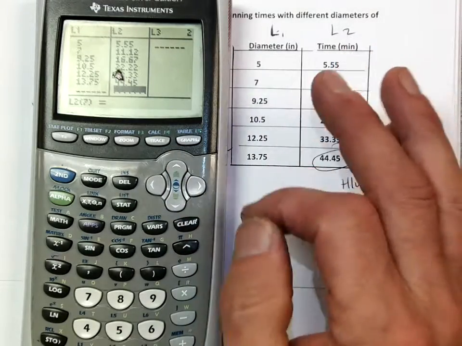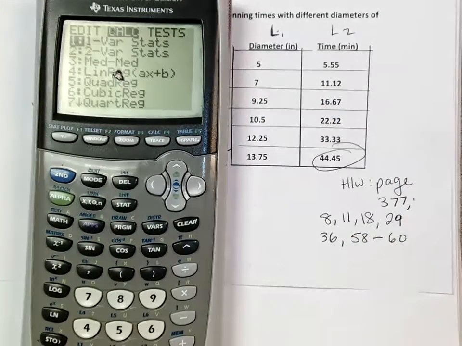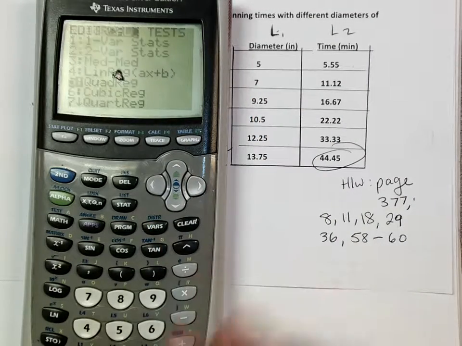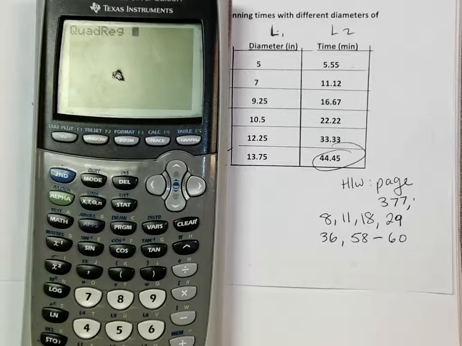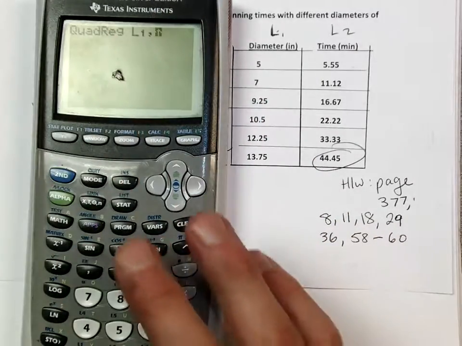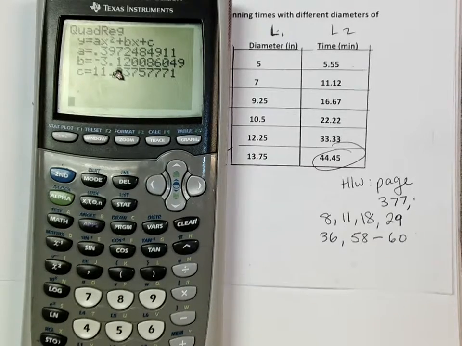Okay, so we go back to stat, and we're going to calculate an answer, right? What do we want? Quadratic, right? Not linear anymore, but quadratic. QuadReg, right? L1, comma L2, right? How am I doing? Okay. Enter. There's my answer. Now it's a little bit of a decimal answer, but that's okay.